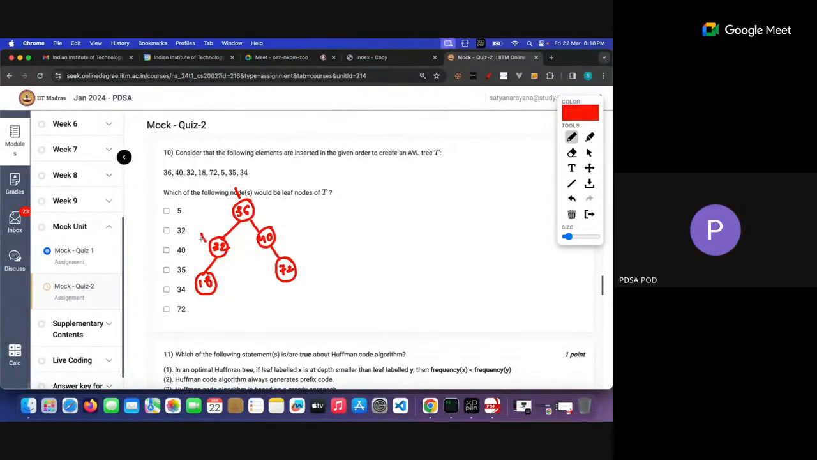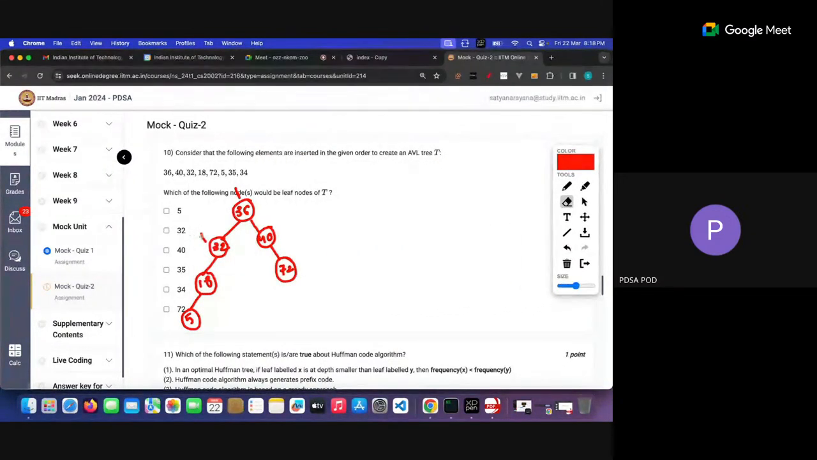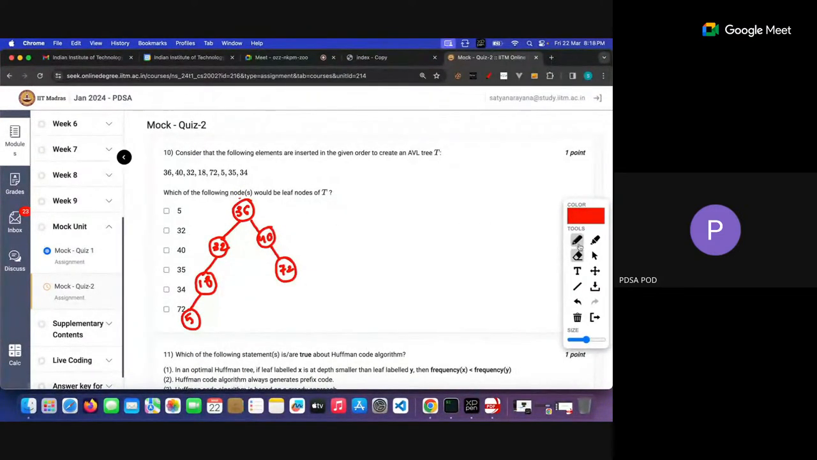Yes, sir. Then we add 5. Where do we add 5? We add it to the left of 18. After adding 5, let me erase the previous balancing factors and rebuild them. The balancing factor of this node is 1, but for this one it becomes 2, because the left descendants are 2 and the right descendants are 0. Is it right?